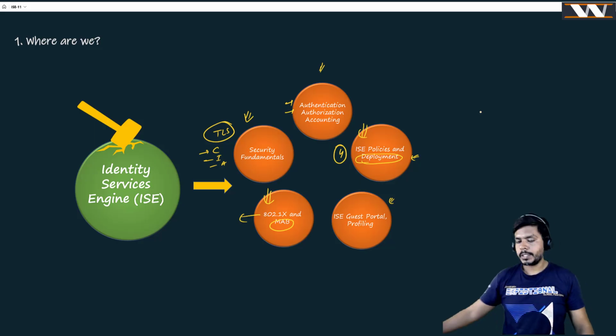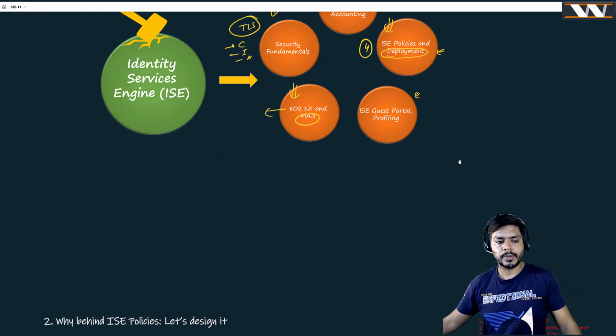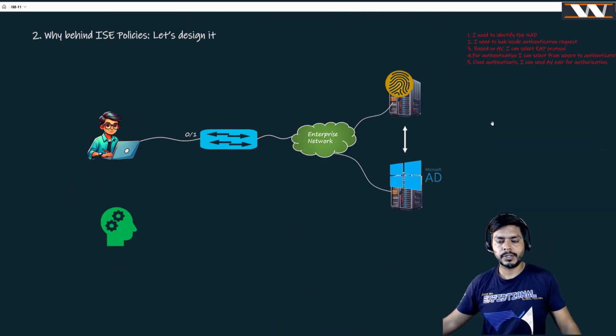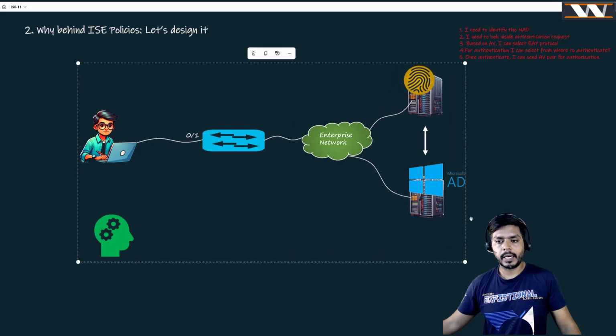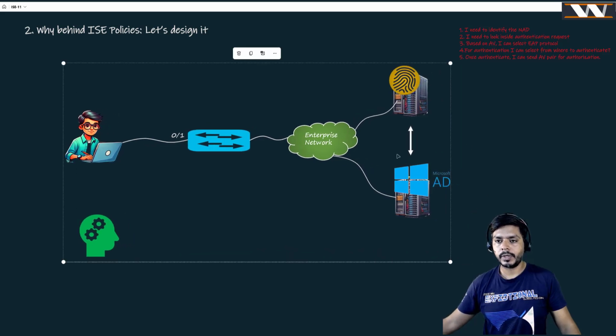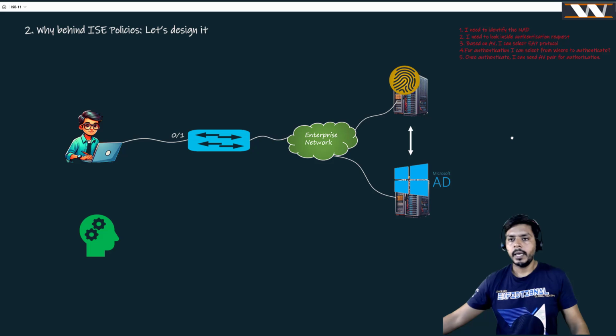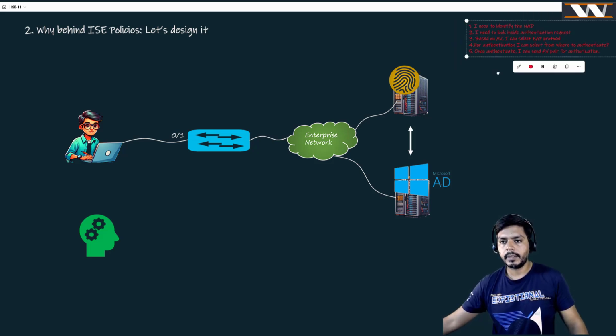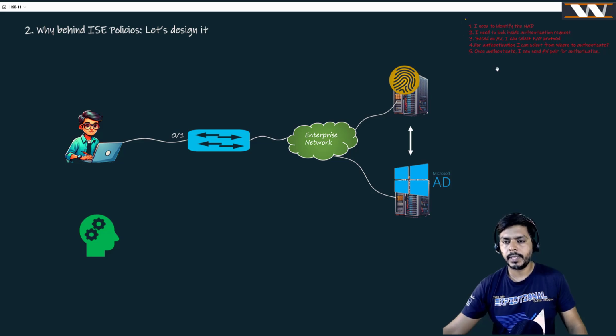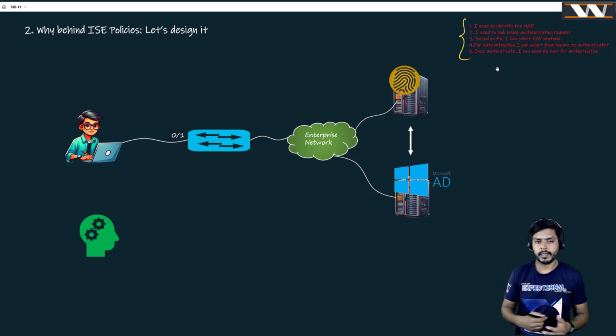Having said that, let's go to our first board, where I am going to let you know about the why behind ICE policies. It is going to be an interesting discussion. If you are having a hard time reading this red color thing, believe me, it is not for you. This is for me so that I don't forget anything.